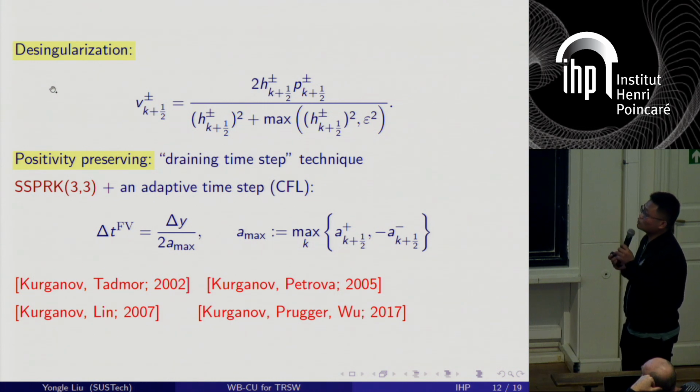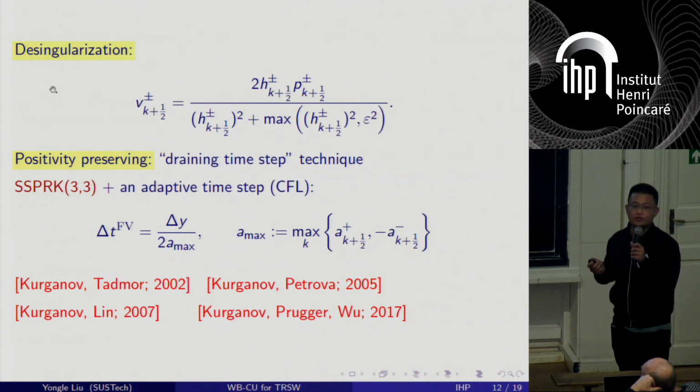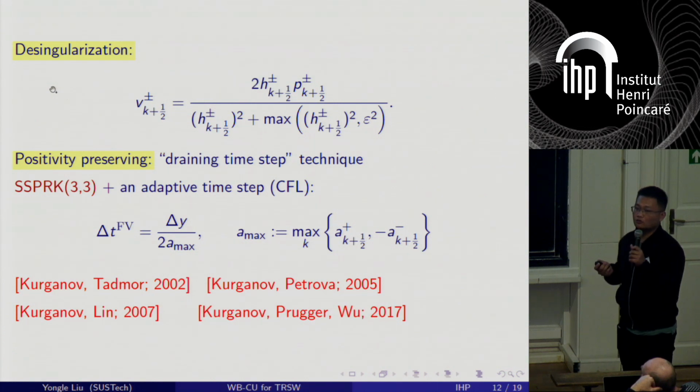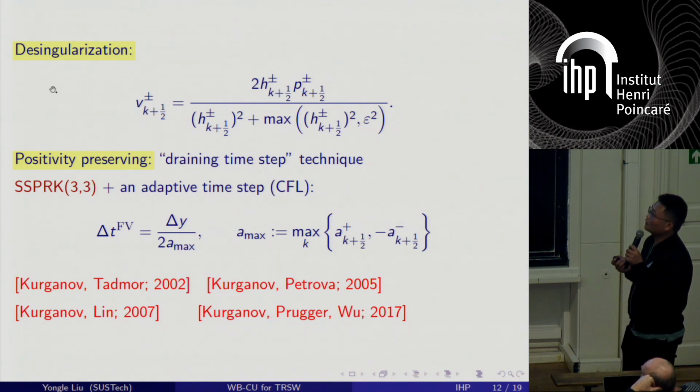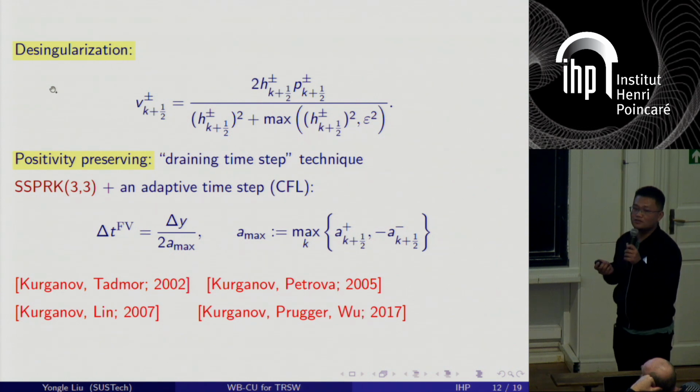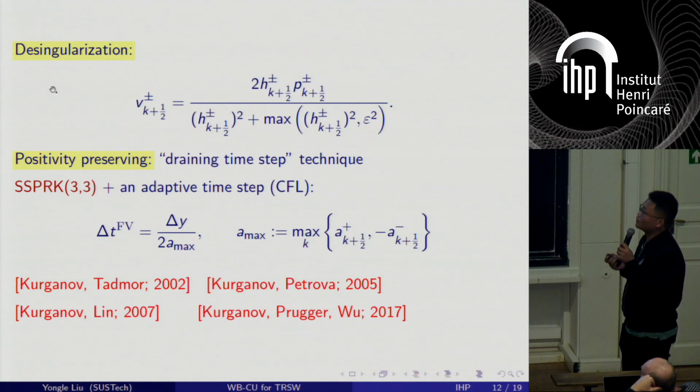In the implementation, we should compute the velocity v, which is equal to p over h. But if h is very small, then the computation will not be very accurate, so to avoid this, we should take this technique. And the second one, we know that h is non-negative and the buoyancy b is non-negative. So in the implementation, we should preserve the positivity. We just use the joint time step technique, and the details can be found in our references.